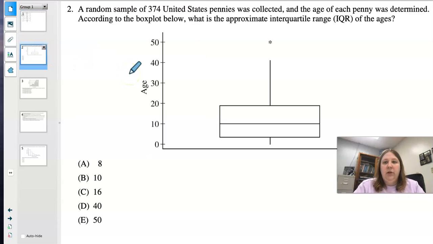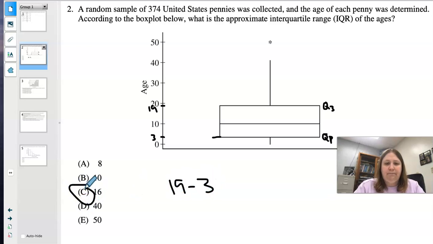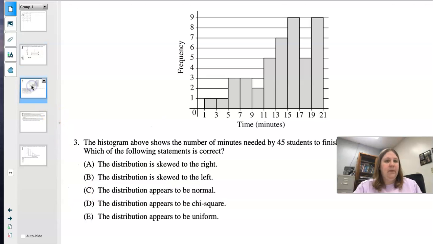For number 2, we're looking at the IQR. So IQR ranges from Q1 to Q3. On a box plot, Q1 is the beginning of the box, and Q3 is then at the end of the box. So I'm just looking at these values. This one is at about, we'll say, 3 at the beginning of the box. The end of the box is, we'll say, at about 19. So the IQR is going to be 19 minus 3, which is 16. Even if you said those were something slightly different, the answers are far enough apart that the closest one would be 16.